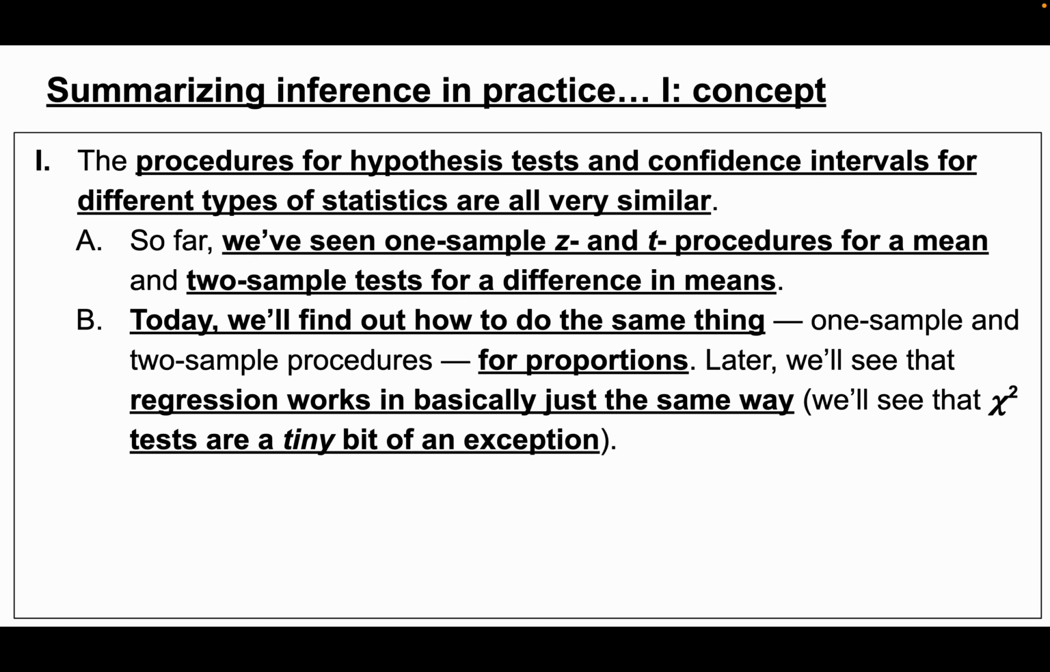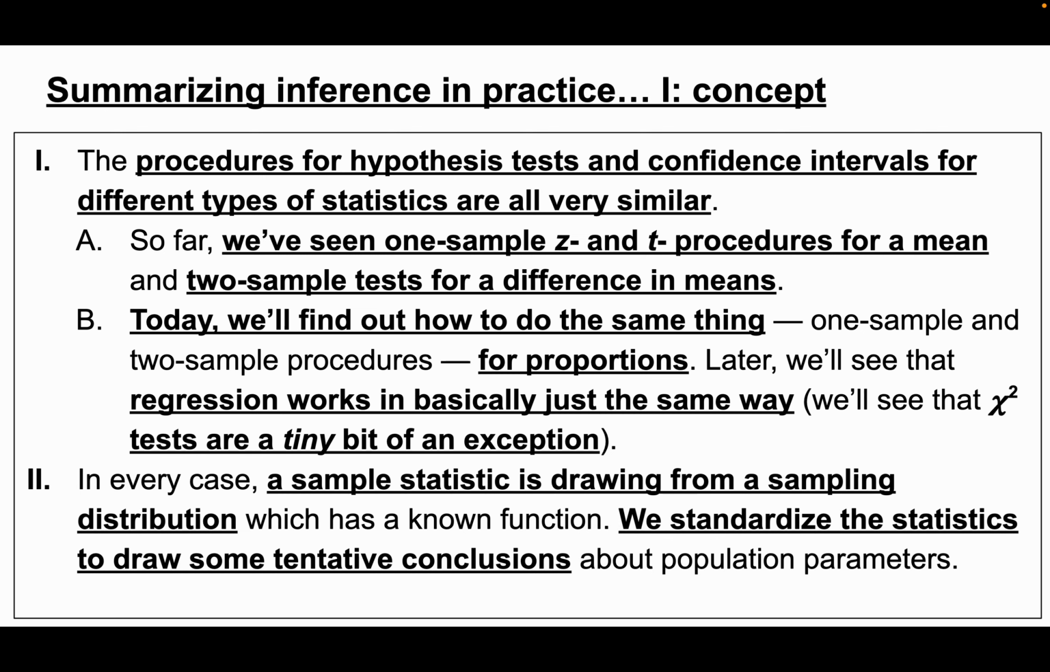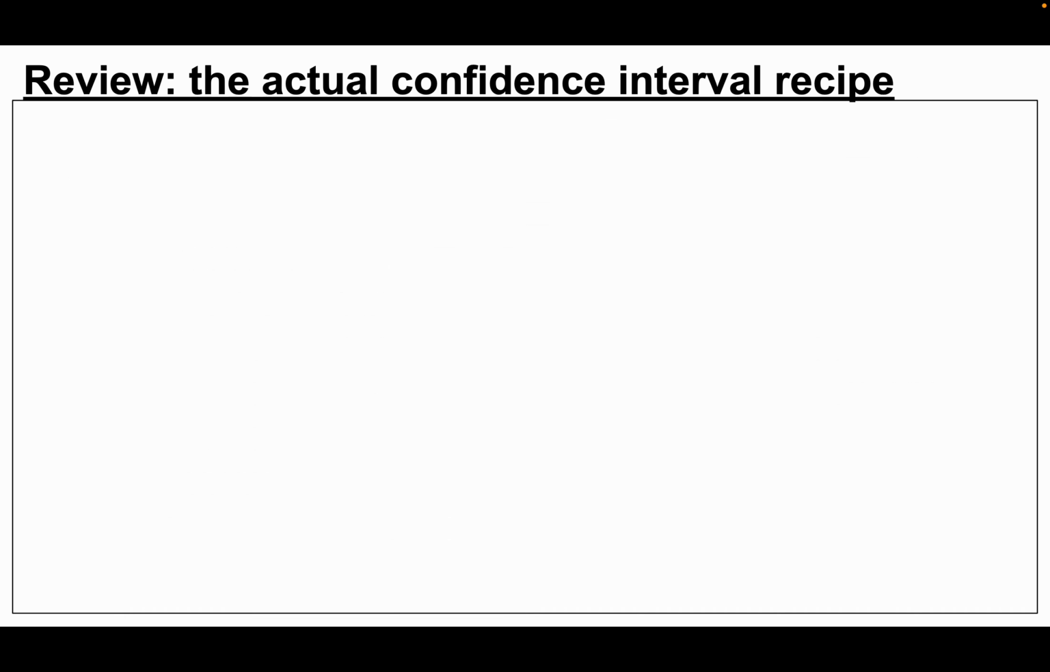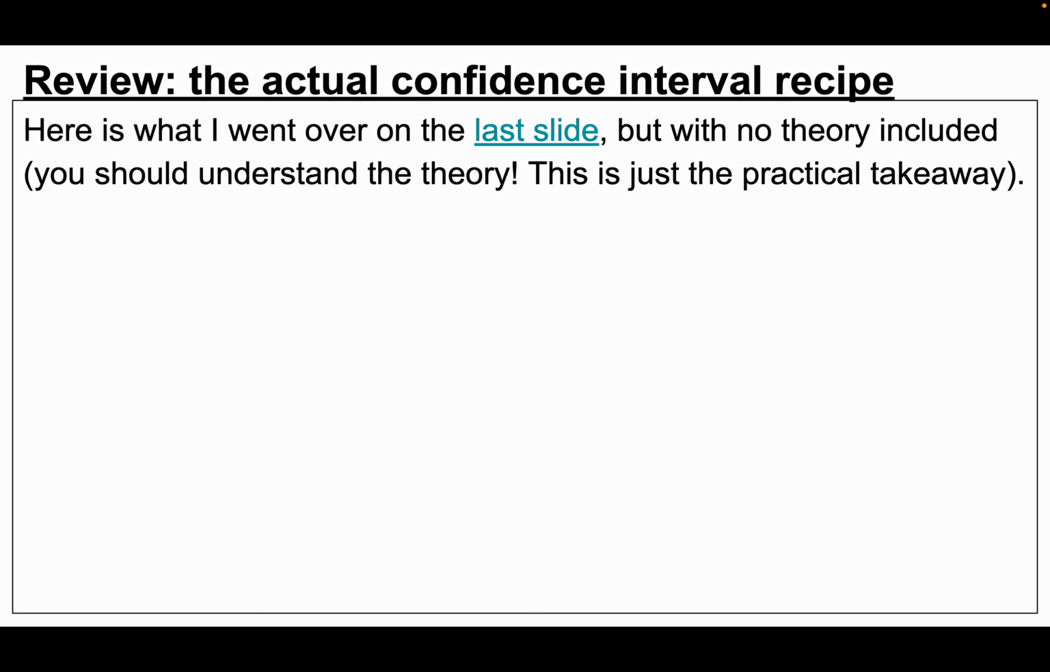So what we're doing today is basically what we've been doing for Z and T procedures. We'll see that regression works in basically just the same way. Chi-square tests are a bit of an exception, but we'll get to those soon. In every case, we've got a sample statistic. It's drawn from a sampling distribution with a known function, and we standardize by subtracting the mean under the null and then dividing out by the standard deviation. Here, the standard deviation will change a little bit depending on whether we're doing a test or a confidence interval, because of some reasons that are interesting and not worth summarizing now, because I'll discuss them in just a moment. So the general confidence interval recipe won't change.